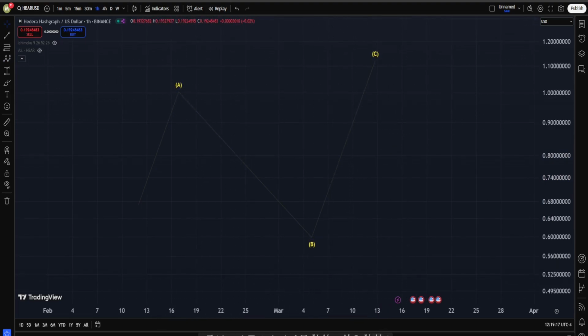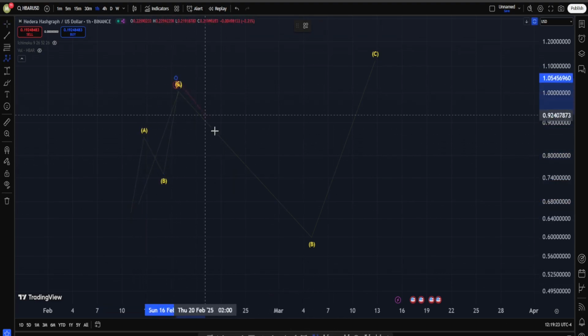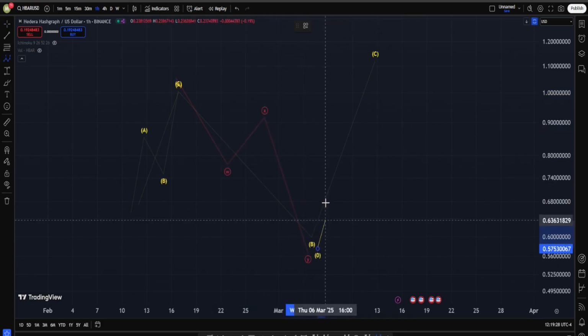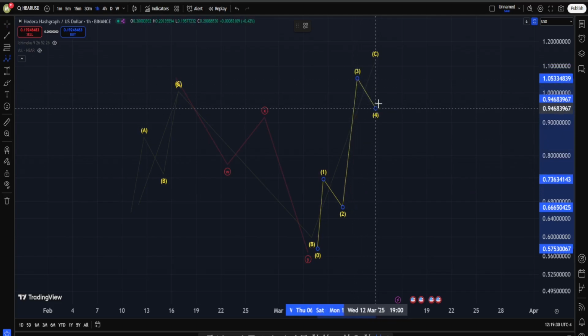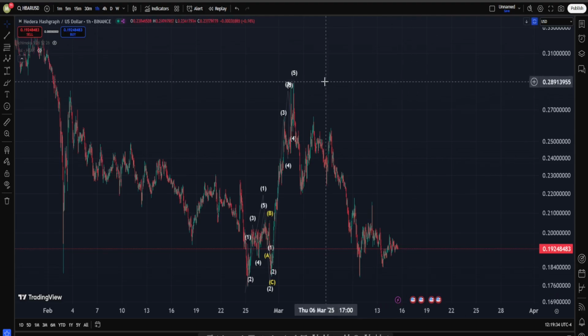In this phase we're going to take the height of our A leg. For our sub waves, we must have ABC up into A, ABC or maybe a WXY down, which doesn't really matter from my point of view, at least into wave B, and then a 1, 2, 3, 4, 5 wave up into our C leg. Now let's go on the live chart and see what is happening.